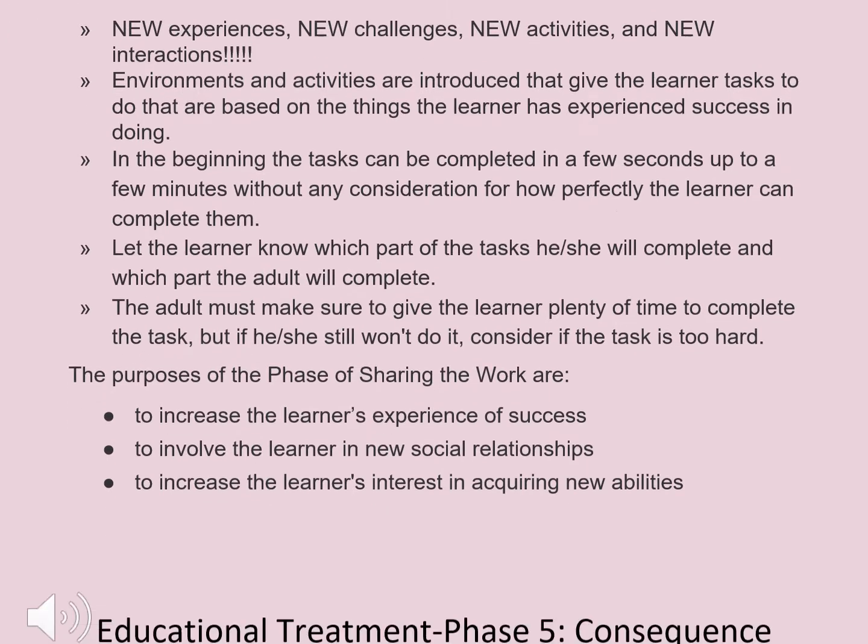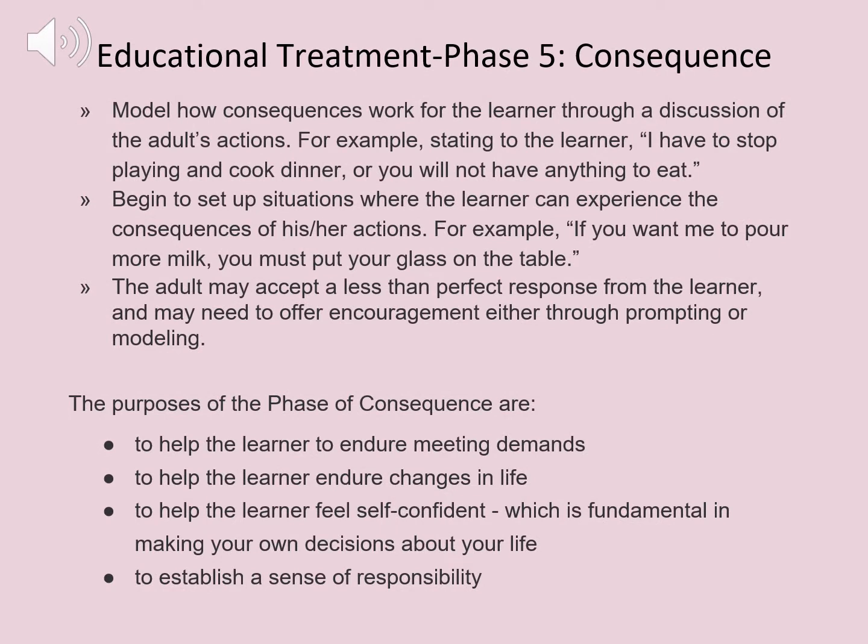During the treatment phase of consequence, we will model how consequences work for the learner through a discussion of the adult's actions. For example, stating to the learner, "I have to stop playing and cook dinner, or you will not have anything to eat." Or, "I need to ask you to wait. I need to find a clean shirt for you."